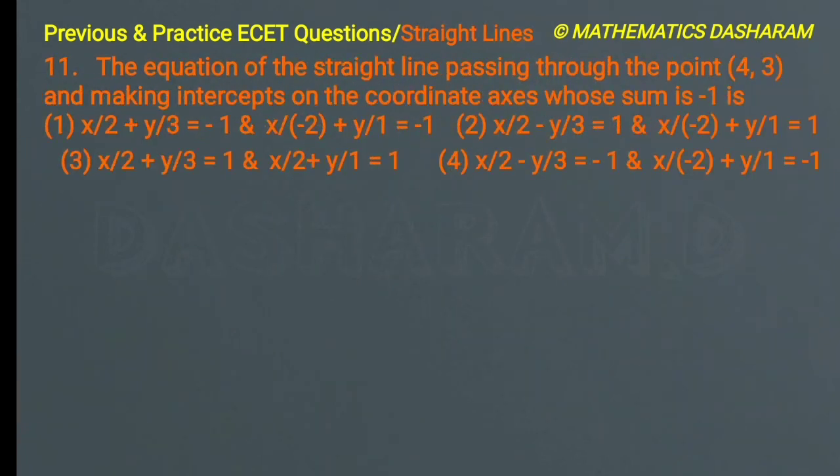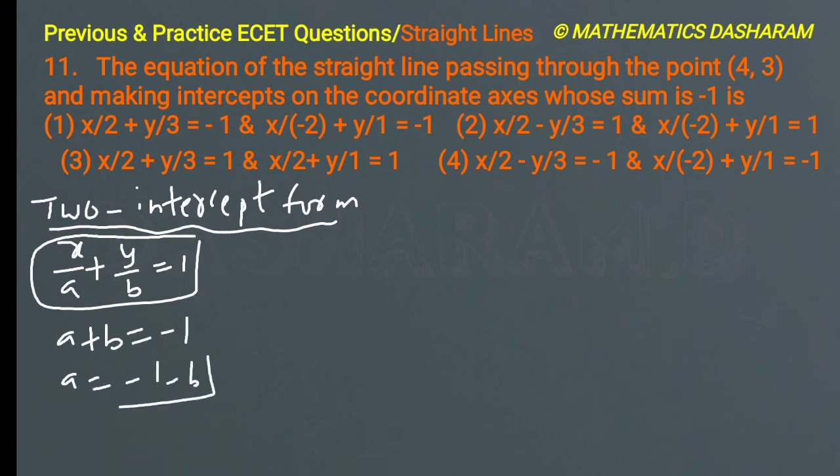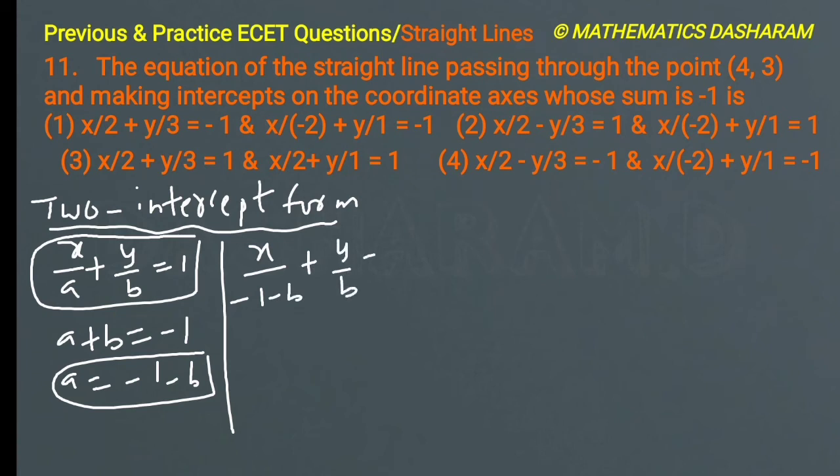Next, the 11th question is: the equation of the straight line passing through the point 4 comma 3 and making intercepts on the coordinate axes whose sum is minus 1. The two intercept form is x by a plus y by b equals 1. Here a is the x intercept and b is the y intercept, but as per the question the sum of these two intercepts equals minus 1, so a equals minus 1 minus b. So substitute this value in the two intercept form: x by minus 1 minus b plus y by b equals 1.